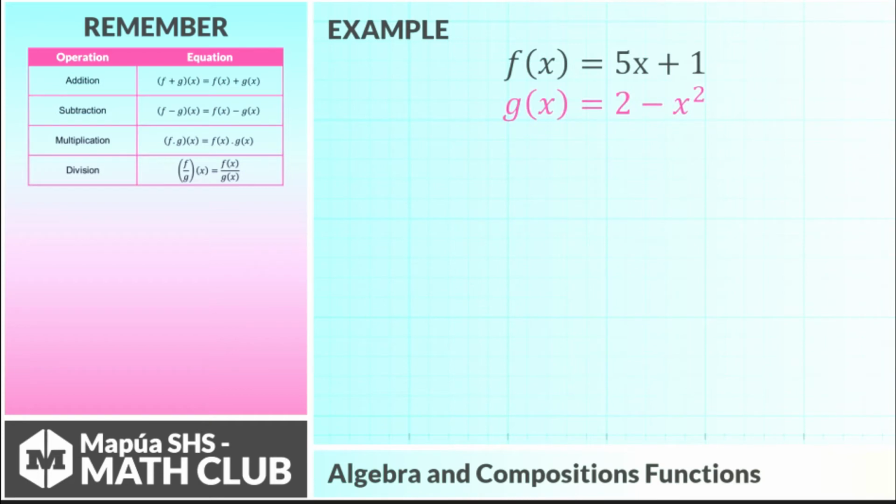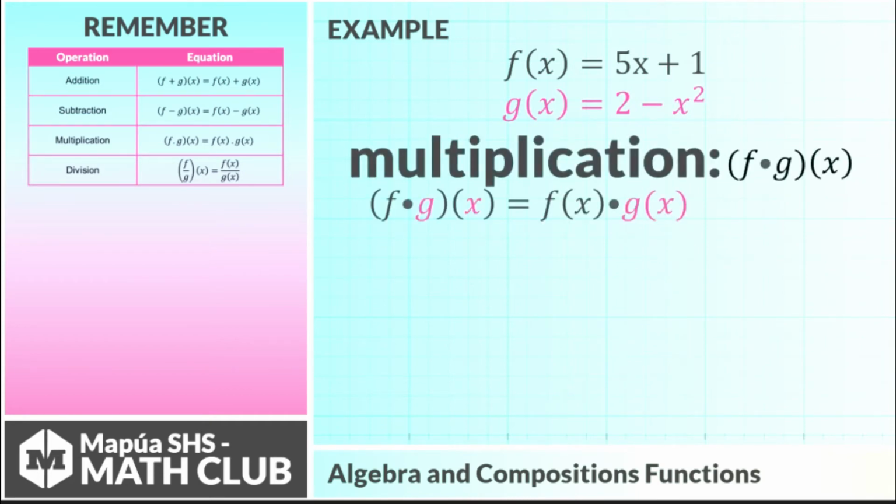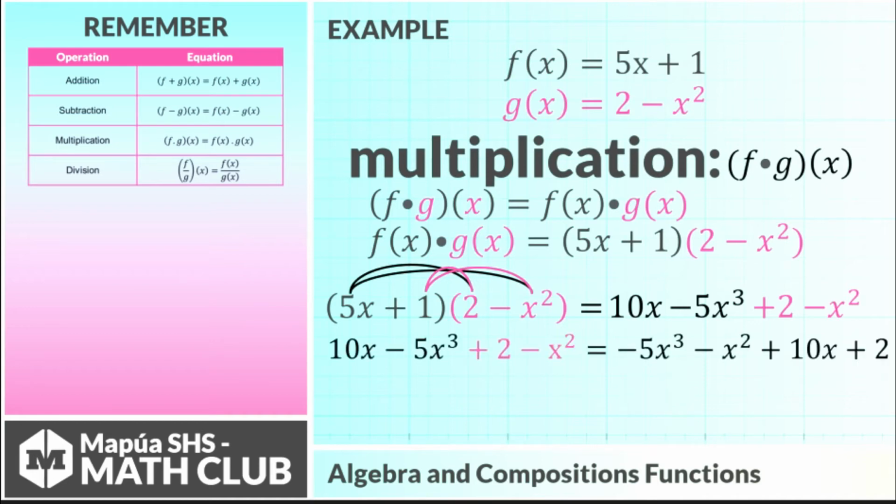Then, for (f times g) of x, we have to multiply. So, the quantity 5x plus 1 times the quantity 2 minus x squared. Then, using the FOIL method, 10x minus 5x cubed plus 2 minus x squared. Let's now arrange it to negative 5x cubed minus x squared plus 10x plus 2.